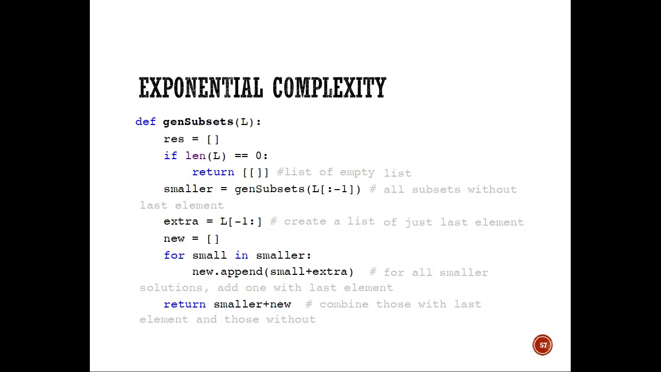So this is the code to generate all of these subsets. First we have an empty subset, and then we generate the subsets with the length lesser by 1. And then we can create a list with just the last element, and then for all the smaller solutions, we can add the last element, and then combine them to get the complete list.